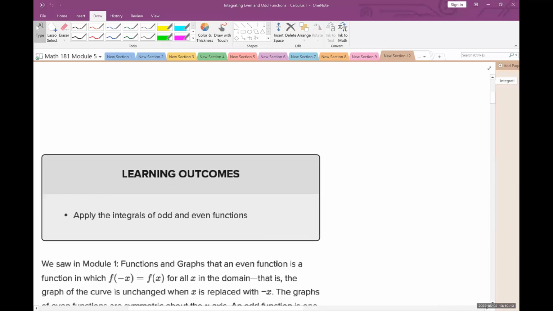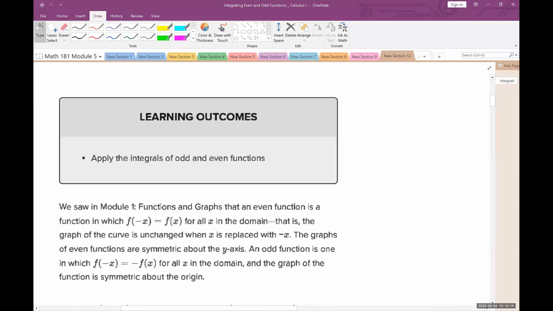You've experienced them, and I'm certain in your pre-calculus days you've dealt with them quite a bit. An example of an even function would be f of x equals x squared. The idea is that f of negative x is the same as f of x. That's an even function.